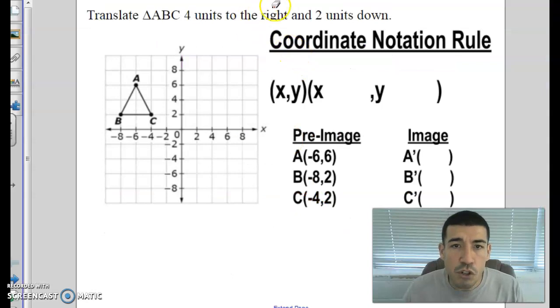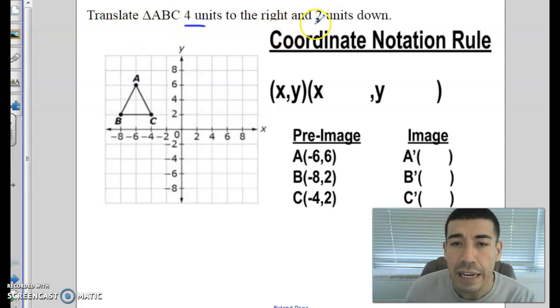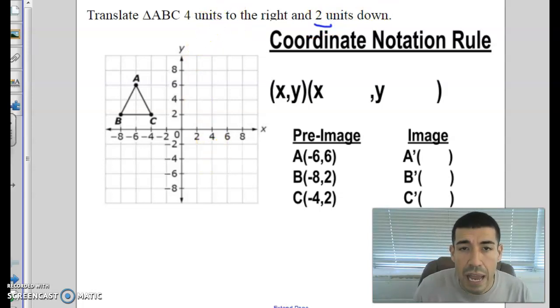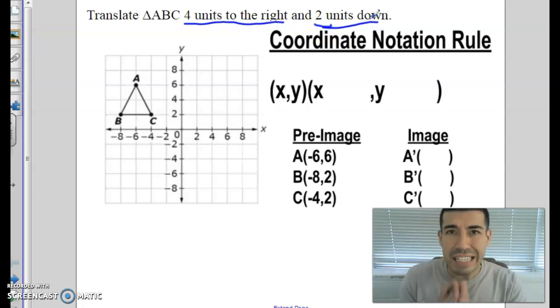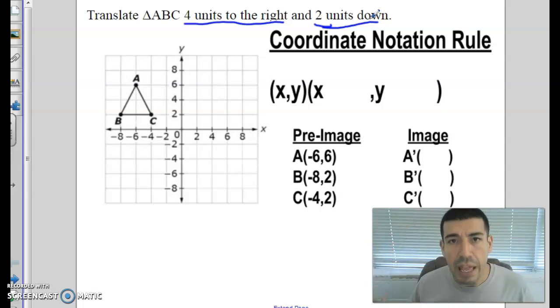Okay? So let me show you how your problems will look today. So the very first example, let me read it. Please read it with me. Translate triangle ABC 4 units to the right and 2 units down. Okay? So again, what they're asking us to do is move 4 units to the right and 2 units down. So what that means is each and every single point will move 4 to the right and 2 down.